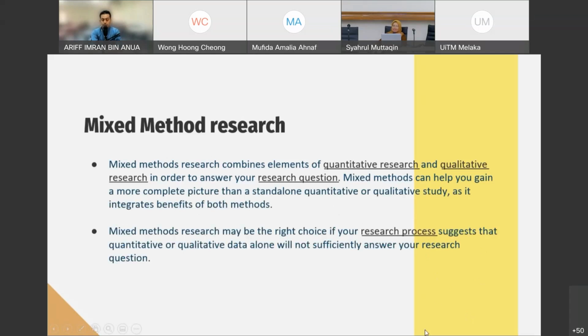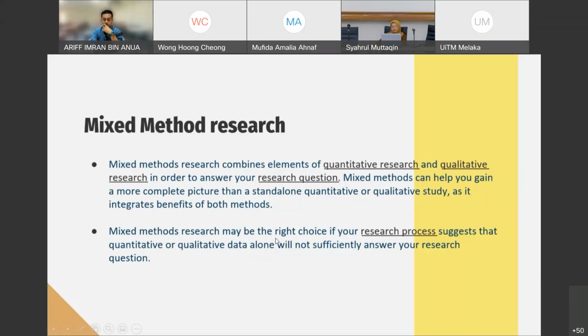The next is mixed method research. It combines the elements of quantitative research and also qualitative research in order to answer the research question. This kind of research can help gain a more complete picture than a standalone quantitative or qualitative study, as it integrates the benefits of both methods.